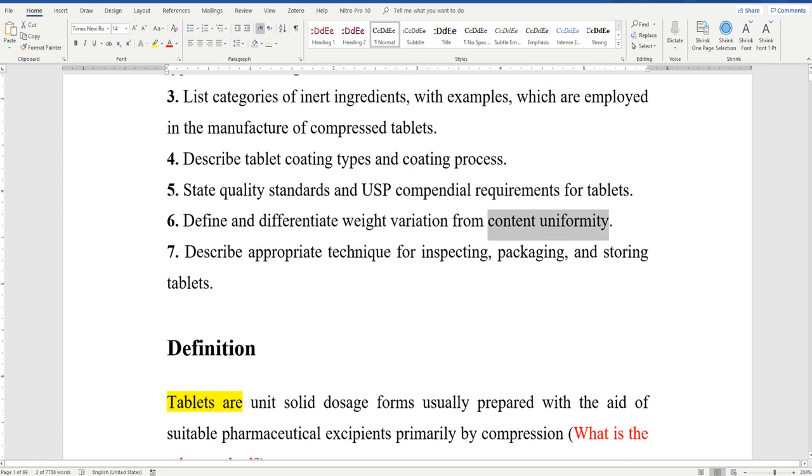Also you need to know about the inspection, the packaging, and the storing of the tablets, meaning the storage conditions for tablets. You remember that capsules needed appropriate storage conditions, otherwise the shells of the capsule will be affected, whether by the dry conditions surrounding the capsules or by moist or high humidity conditions surrounding the capsule.